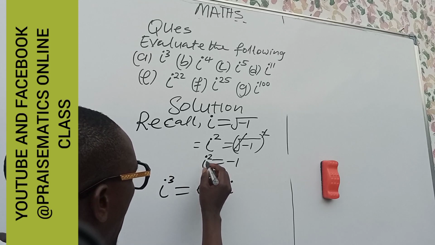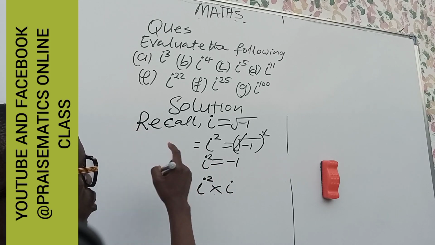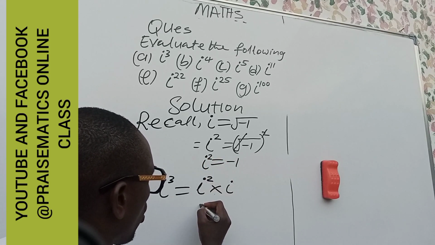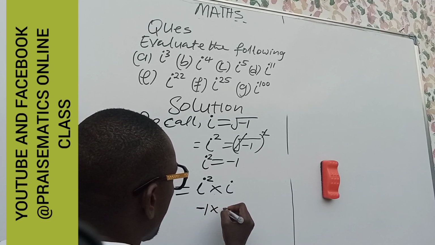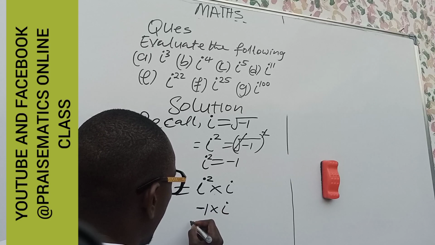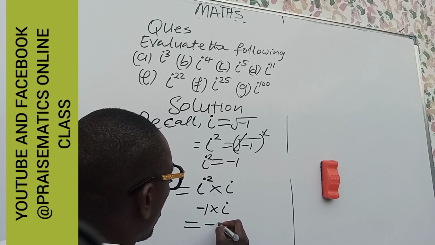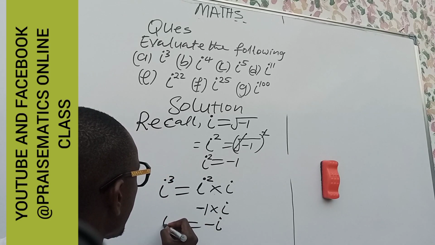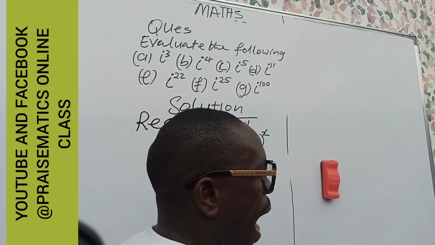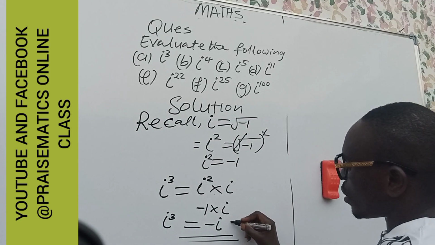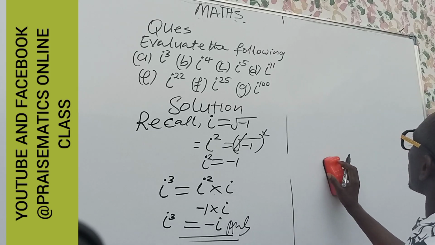Now, remember that i power 2 is always minus 1. So this minus 1 multiplied by i will give us minus i. So i power 3 is equal to minus i. That is the answer to this equation. So now let's go.